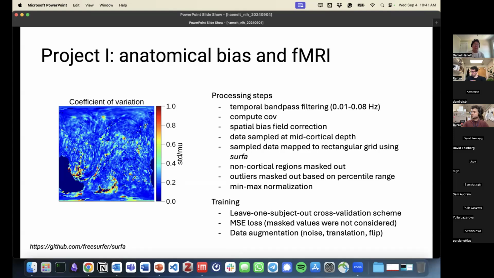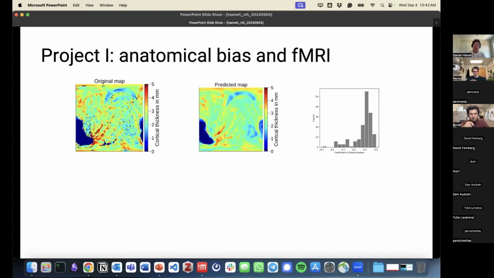techniques also, mainly to be more independent of these non-cortical regions, so that the network doesn't learn where these mask regions are. So we always use some flipping of the images and translation to move these mask regions around the image. And yeah, this shows some exemplary results where we predicted, for example, cortical thickness from fMRI data.